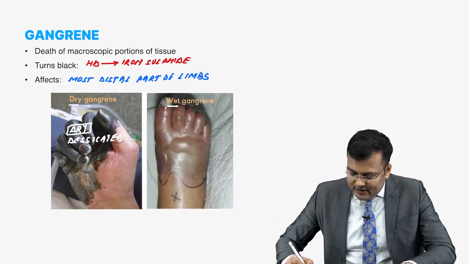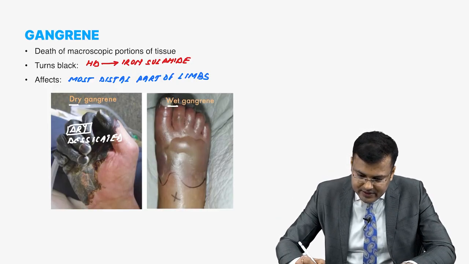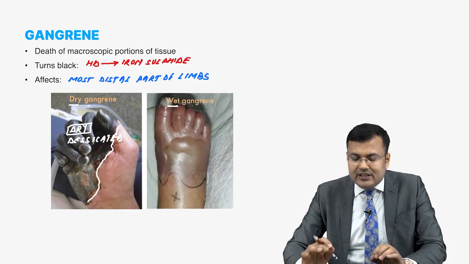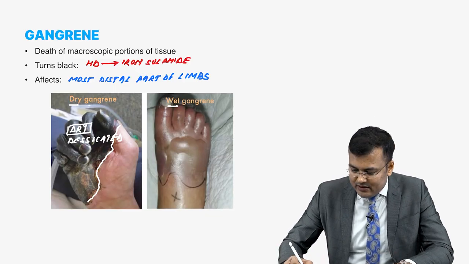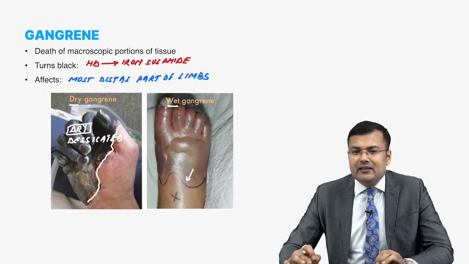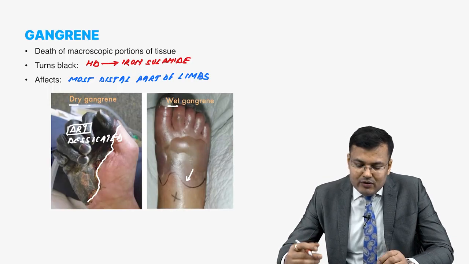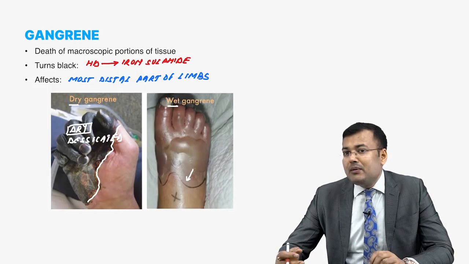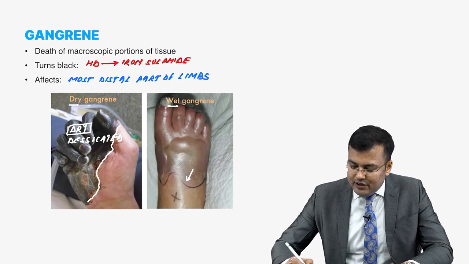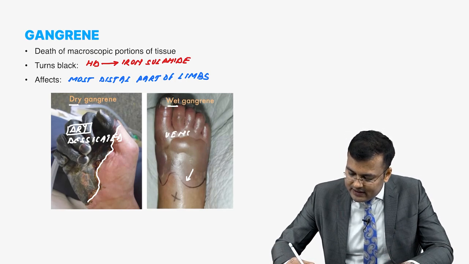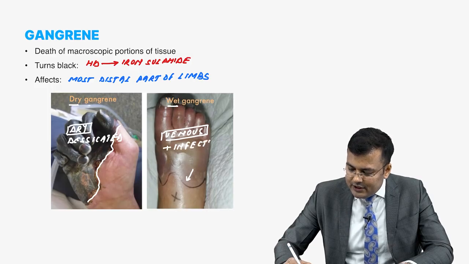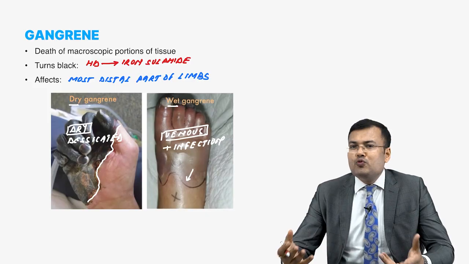Here you can notice that there is a clear line of demarcation. Can you see here? This is the clear line of demarcation. The line of demarcation is clear in dry gangrene, but it is not very clear in wet gangrene. In dry gangrene, bacteria fail to survive. But in wet gangrene, what is the problem? In the majority of cases there is venous occlusion. Apart from venous occlusion, there is superadded infection.